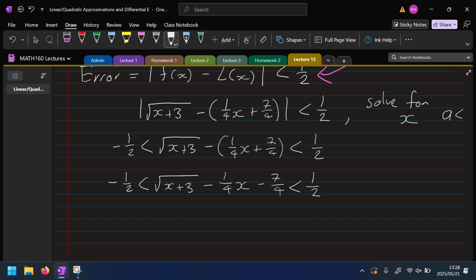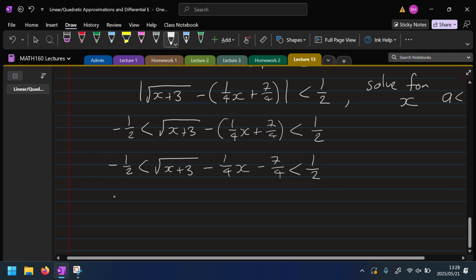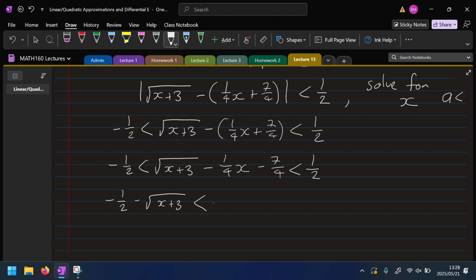So I'm just going to take this root out from the inside there. So minus root x plus 3 for all three parts. So we're going to have minus a half minus root x plus 3 is less than minus 1/4 x minus 7/4 less than a half minus root x plus 3. Okay, so we're just trying to simplify this before we solve for x.